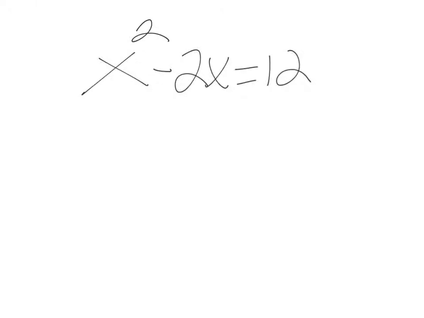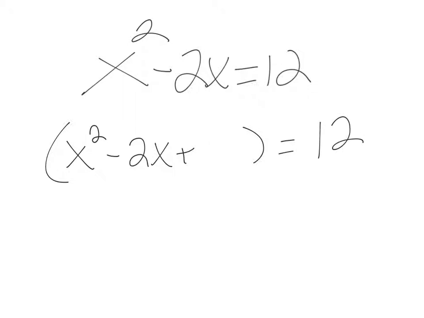All right, working on the homework, question number 1. They want you to solve each equation by completing the square. So we have x squared minus 2x equals 12. I'm going to rewrite this as x squared minus 2x plus some square number to complete the square.